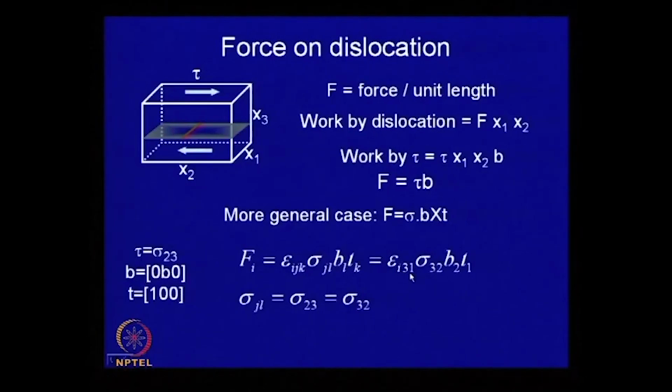So epsilon 2 3 1 is equal to plus 1. Therefore, you can see straight away this will be sigma 3 2 B. Sigma 3 2 is tau. So you get exactly this expression.